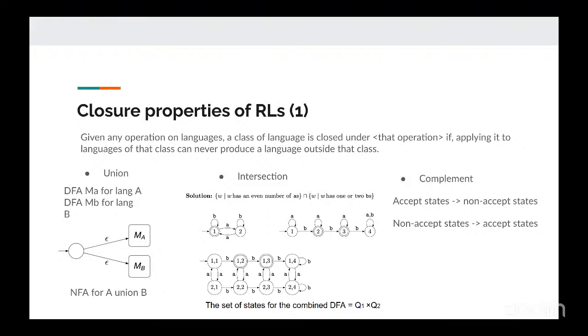For intersection, this is a different style of construction, but it still also works for union, and I'll come back to that in a second. But for intersection, if you've got two regular languages, now we take the cross product of those DFAs. Here's an example. This DFA recognizes the language W has an even number of A's. This one is W has 1 or 2 B's.